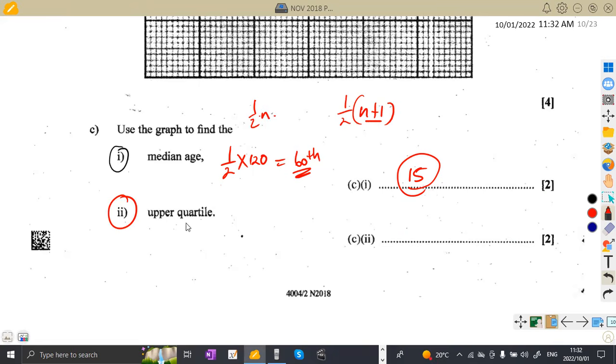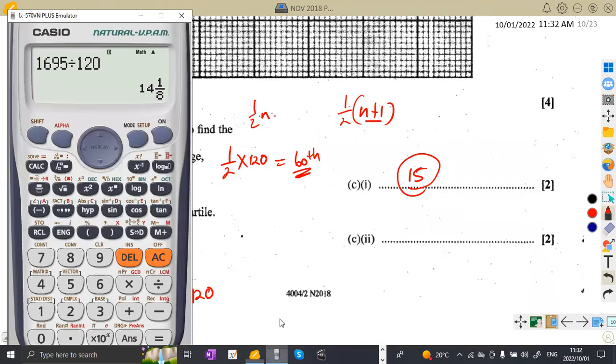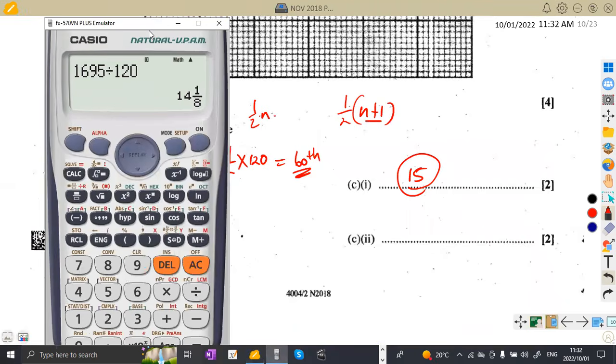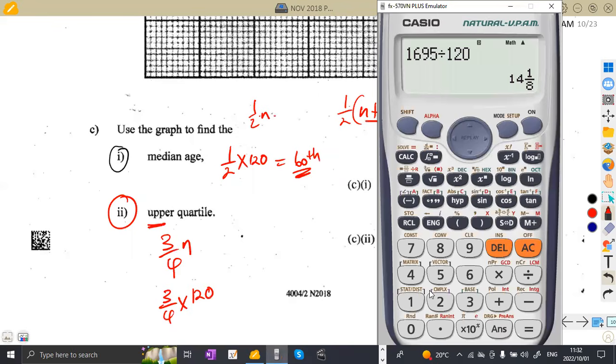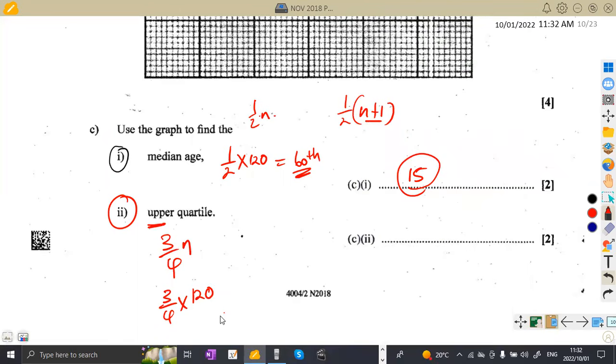Then the upper quartile, that's 3/4 of the distribution. So it's 3/4 of n. If you use n plus 1, then it's fine. But if just 3/4 of n, our n in this case is 120. So that's the exact way of calculating these values. So 3/4 times 120, which is going to give us 90. So this is going to be at the 90th position.